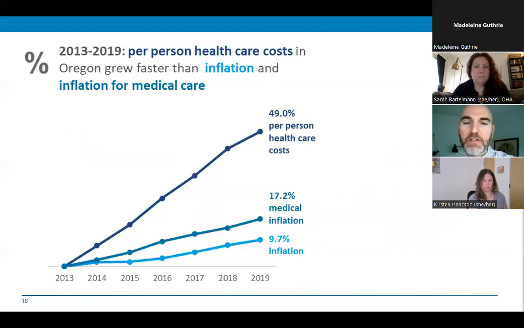Let's do a different type of comparison. Let's look at healthcare costs compared to inflation indicators and even another flavor of inflation called medical inflation. Again, that darker blue line, 49%, that's per person healthcare costs. Medical inflation typically trends higher than inflation, so that's the 17.2%. And then consumer price index inflation, which is the most common indicator used, 9.7% growth from 2013 to 2019. Inflation is now in the news, obviously, but we're stopping at 2019, before that inflationary pressure was as salient as it is today. But even then, 17.2%, 9.7% compared to 49%. So again, per person healthcare cost growth is completely eclipsing other measures of inflation in Oregon. Let's go to the next slide.